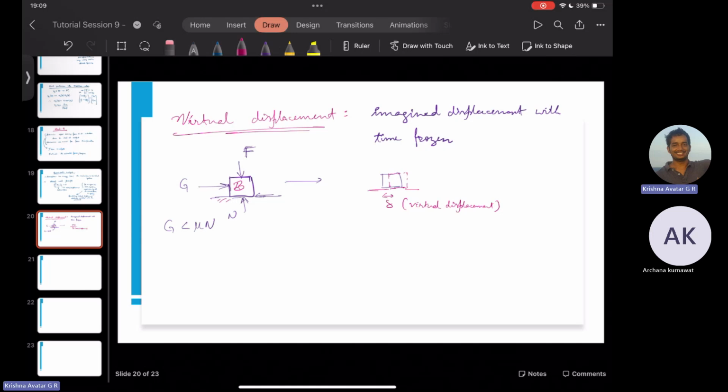So providing this virtual displacement, what we will have is the net work done by, mind you, the displacement is taking this direction, right? This direction, and G was acting along it. So say we have this X direction, and this is our Y direction.